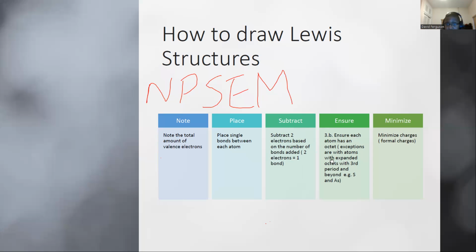Exceptions are with atoms with expanded octets occurring in the third period, and also exceptions occur with your incomplete octets, for example, with boron and beryllium. Then you minimize charges. These are the ways you draw really good Lewis dot structures, really good contributors to the resonance hybrid. So let's keep going.